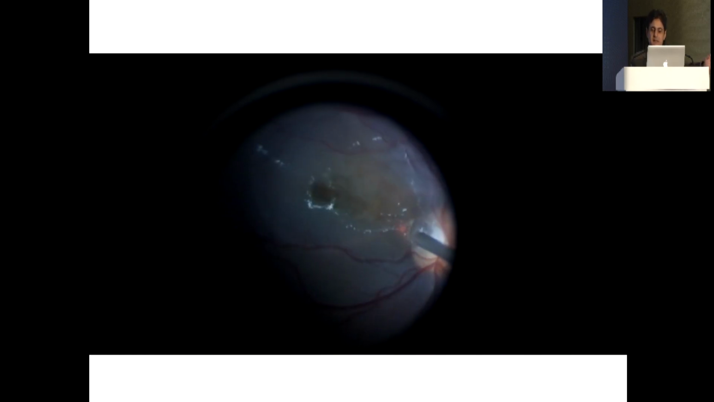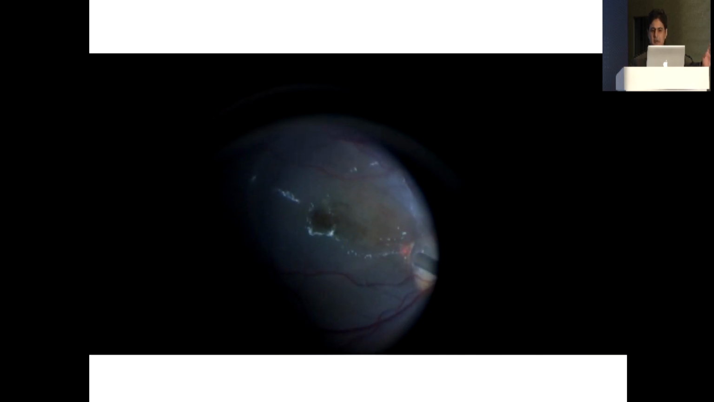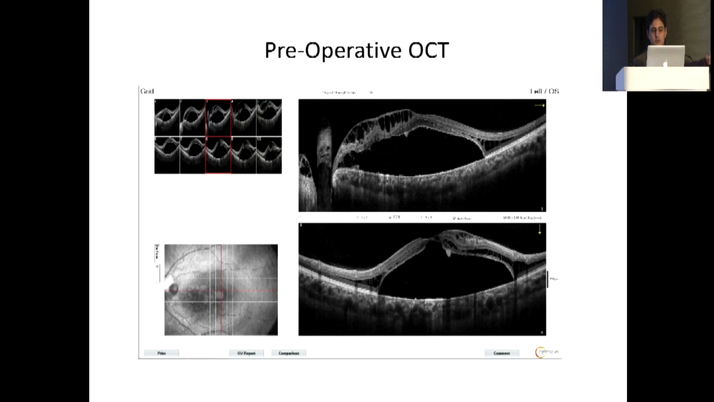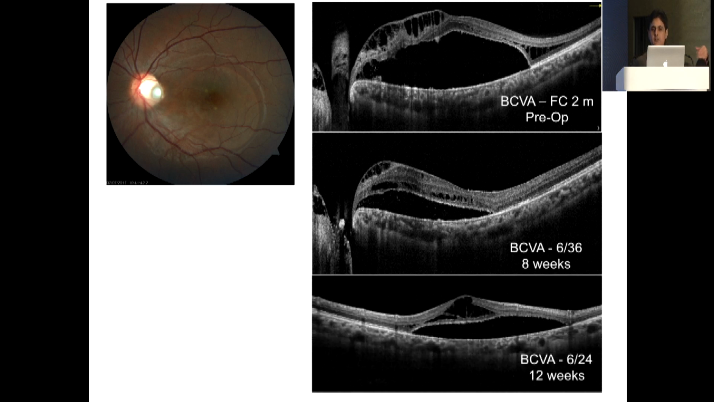In this case, as I said, initial video, I did a mild sub-threshold laser, which is not visible, at the margins of the disc, which has a very controversial role. So these are the pre-operative pictures of the OCT, and these usually take some time to resolve, so you don't have to hurry. Gradually the OCT picture improves.